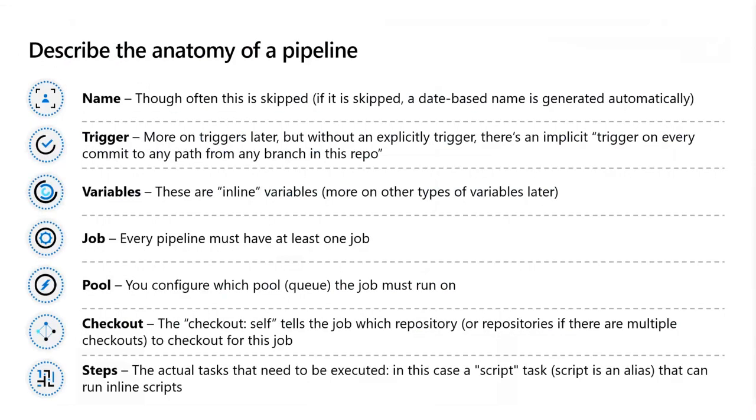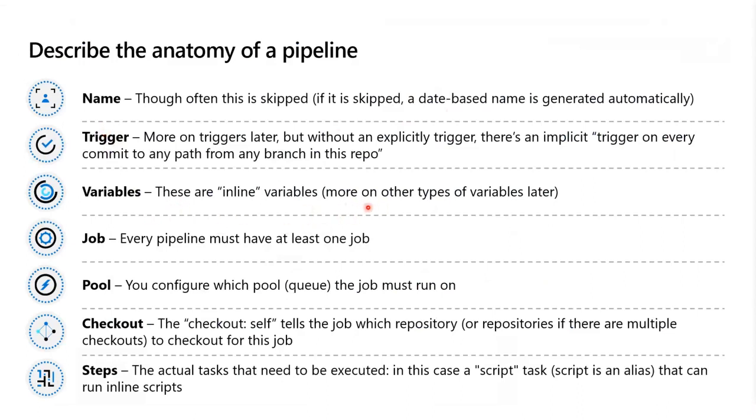So what is the anatomy of a pipeline? We have the name of the pipeline. Normally we skip this because by default, a name is automatically provided based on the date. And we have a trigger. What will be the event that is going to initiate this entire process? Normally, it's any change on the main branch. Normally, but of course, you need to change it based on your requirements.